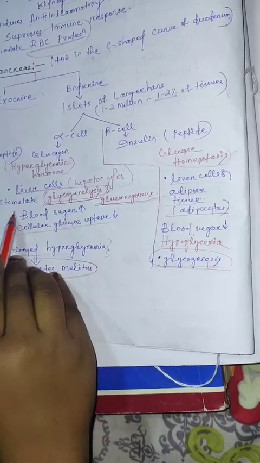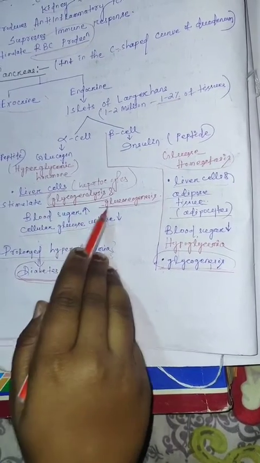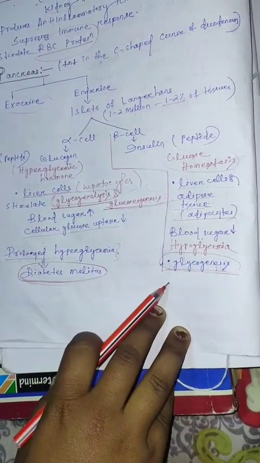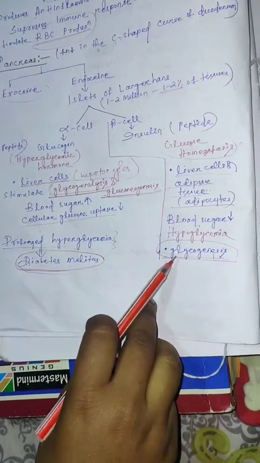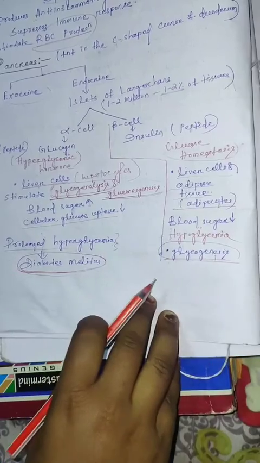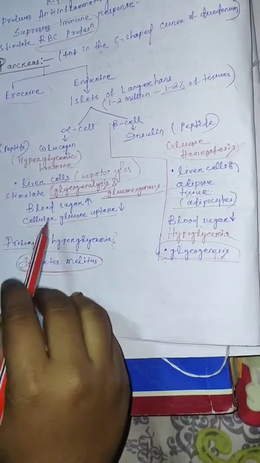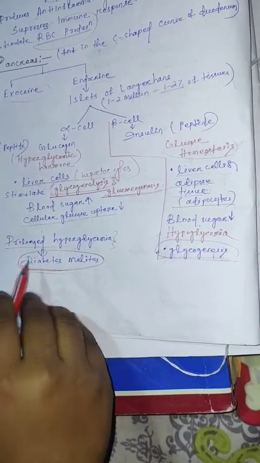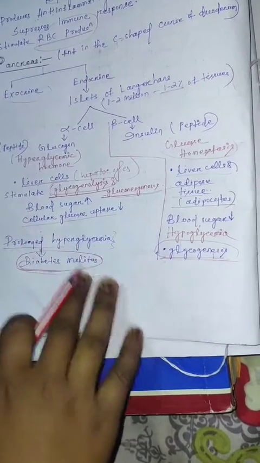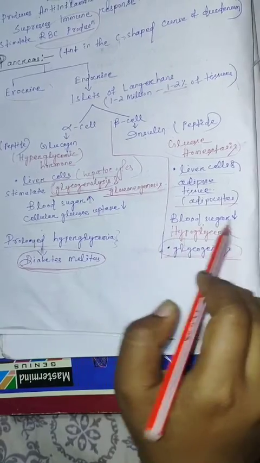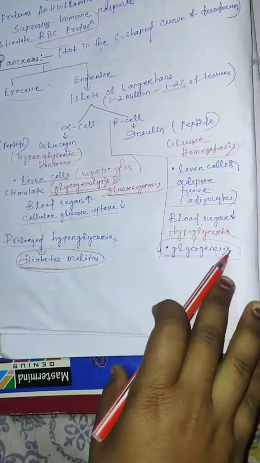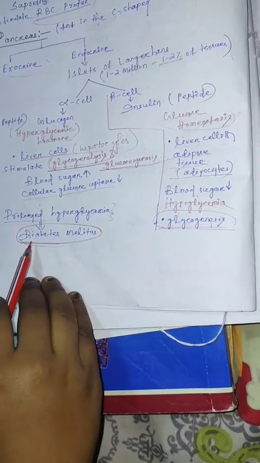Glucagon stimulates glycogenolysis and gluconeogenesis. Insulin stimulates glycogenesis only. Glucagon increases the blood sugar and decreases the cellular glucose uptake by the body, whereas insulin decreases the blood sugar and increases the cellular glucose uptake level.